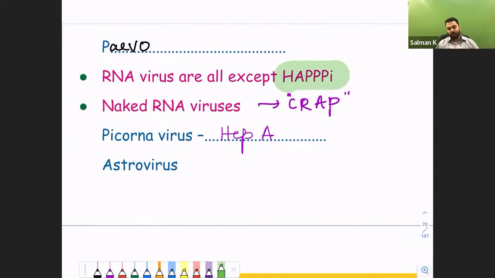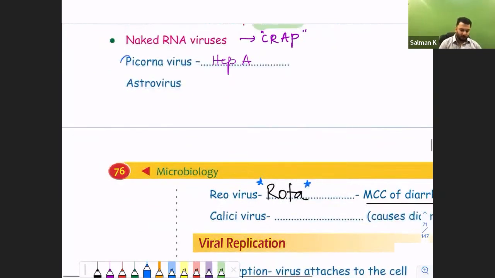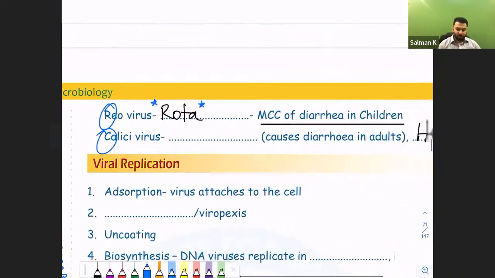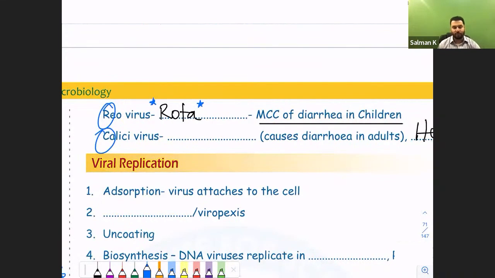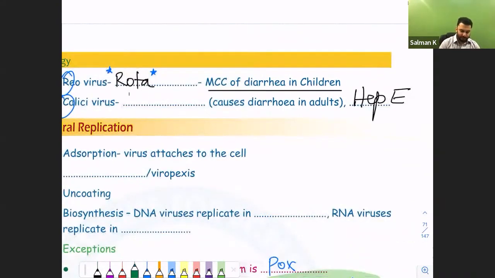Now, what are the naked RNA viruses? You can just have a look here. PARC or CRAP mnemonic, however you memorize: Picorna, Astro, Rio, Calici. Now, in the Rio, you can see rotavirus, which is the most common cause of diarrhea in children. Next, Calicivirus causes diarrhea in adults, the member known as Norwalk virus. Norwalk causes diarrhea in adult people.